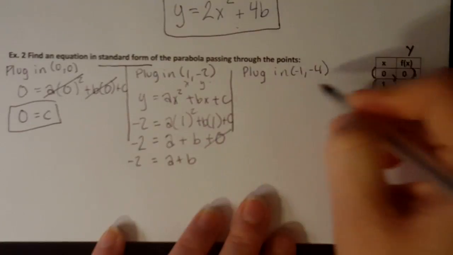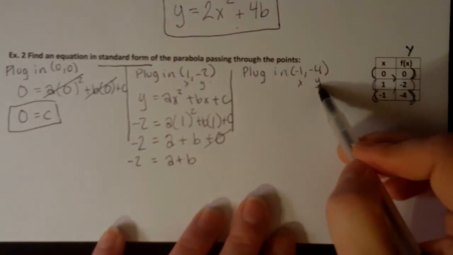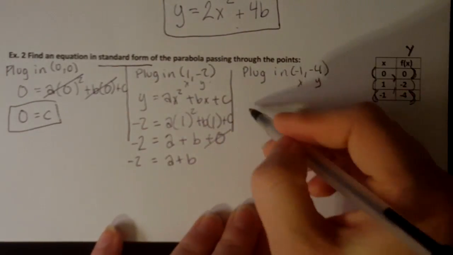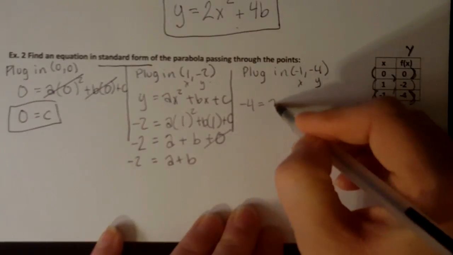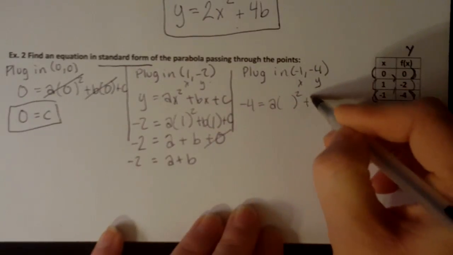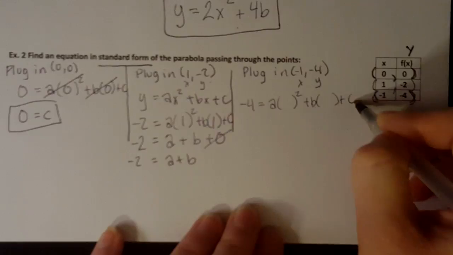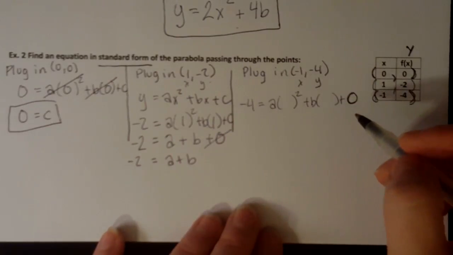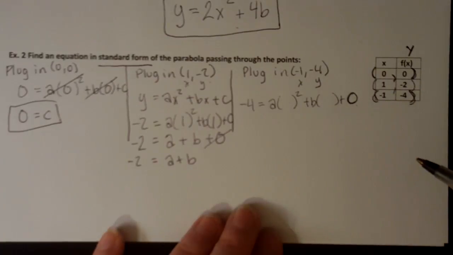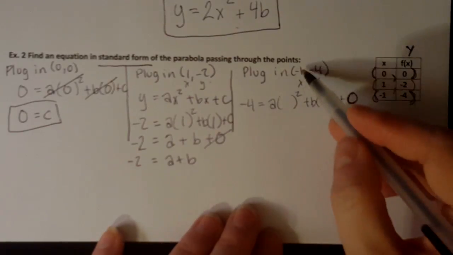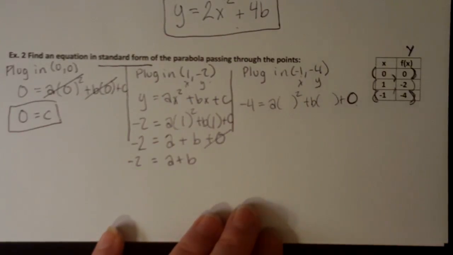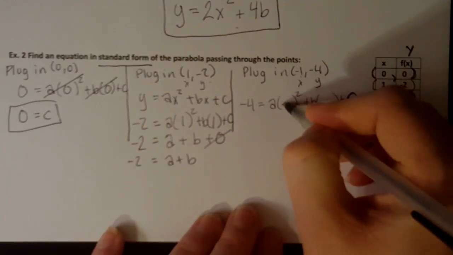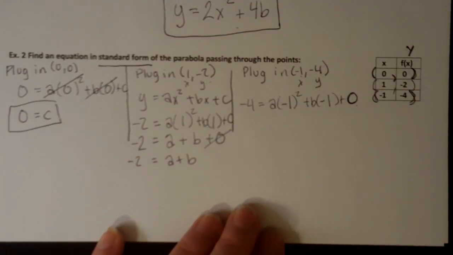Okay, again, y is the second number in the ordered pair, so we're going to put negative 4 equals ax squared plus bx plus c, and I'm going to change the c to a 0. It's not always 0, but these two problems have been 0, so I'm just going to change it automatically to a 0. The x in our ordered pair is a -1, so in these parentheses where the x was, I'm going to put in a -1.